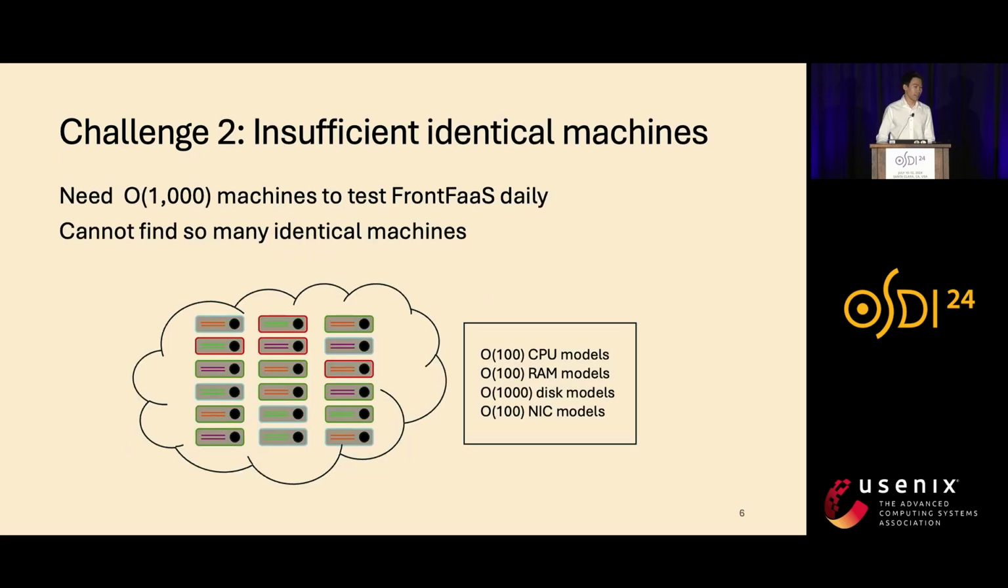The second challenge is that in order to do this amount of testing, we need on the order of thousands of machines a day to test all of the changes in front FAS. And to do these performance tests, we don't have a sufficient number of identical machines. Even though we have millions of machines, the heterogeneity of these machines means that it's hard to find identical machines to do this exact performance test. In our fleet, we may have hundreds of different types of CPU models, RAM, disk, NIC models. If you consider all these together, the number of identical machines of each type is not very large.